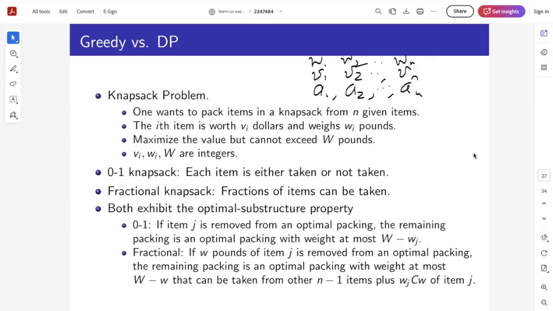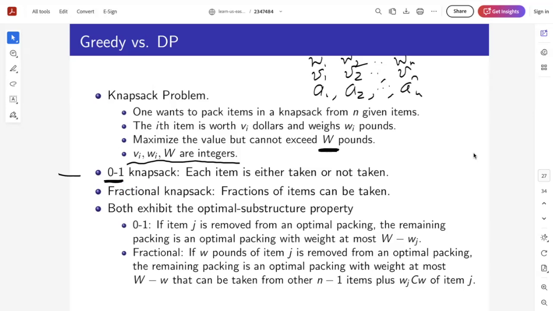And we have a knapsack. The knapsack can hold at most W pounds. And we assume that Vi, Wi, and W, capital W, are positive integers. Let's look at 0-1 knapsack. In this problem, each item is either taken or not taken. That means we cannot break an item into smaller pieces. They have to remain whole. So that's why it's called 0-1.